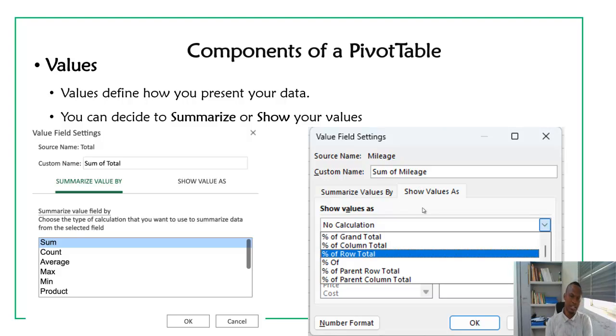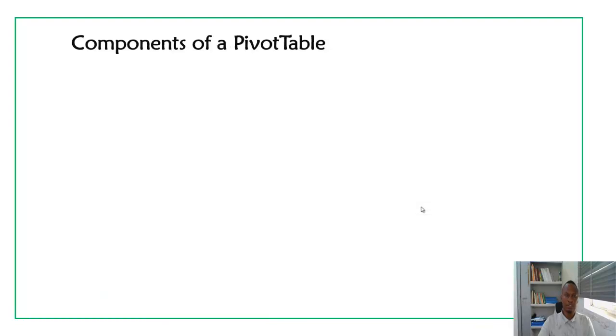You only want to display the percentage of the grand total, or you want to display the percentage of the column data, or perhaps you want to display the percentage of the row data, or perhaps you want to display the percentage of the parent's row total, or the percentage of the parent's column data. So these are the two ways you can present your data.